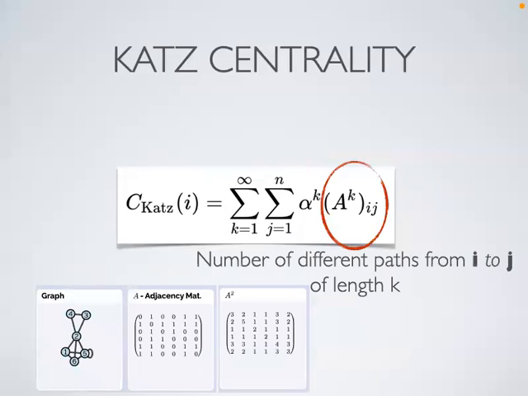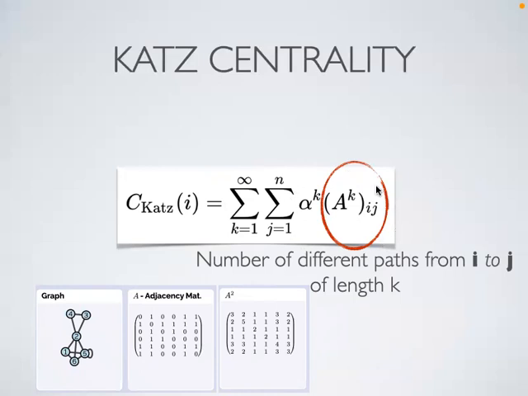And this part computes the number of different paths from i to j of length k. Because if you remember from the first class, we said that the power of the adjacency matrix computes the number of walks between each pair of nodes. Here, if you take the square, it's the number of walks of distance 2. If you take the cube, it's walks of distance 3, and so on and so forth.